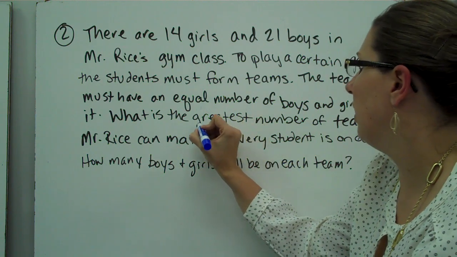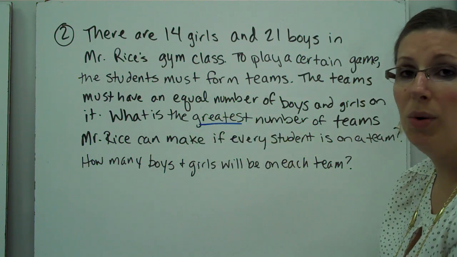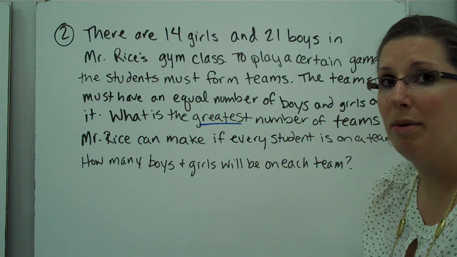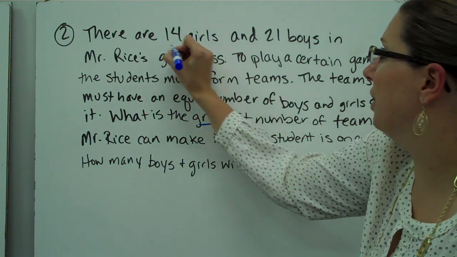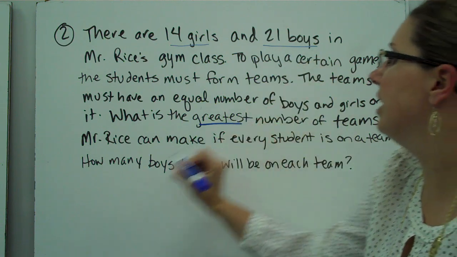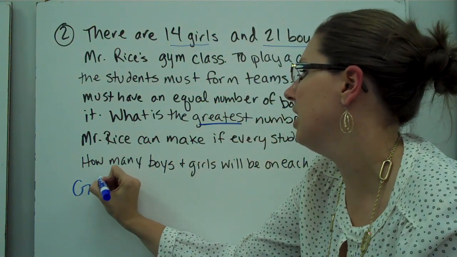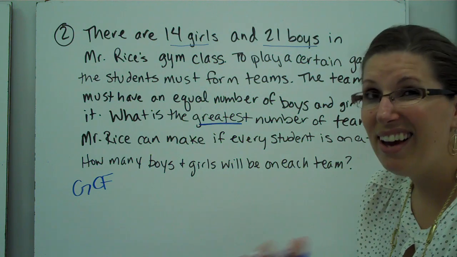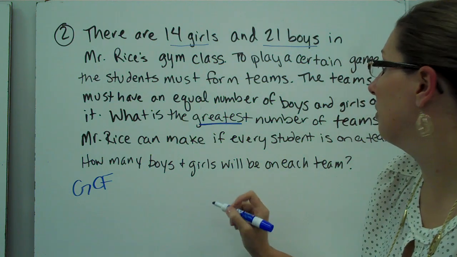So here is my keyword, greatest, and we want every student to be involved. So every person has to be on a team. There's 14 girls and 21 boys. Because it says the word greatest, I'm looking for the GCF. I like the ladder method, so that's the one I'm going to use.